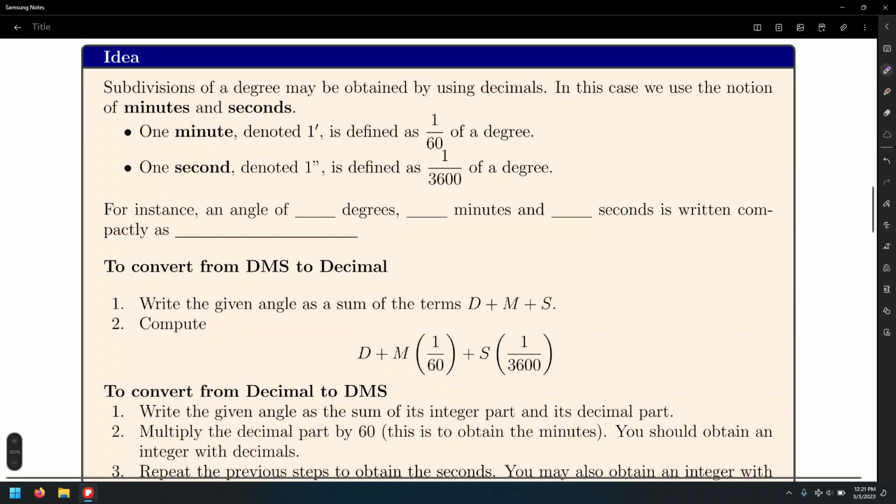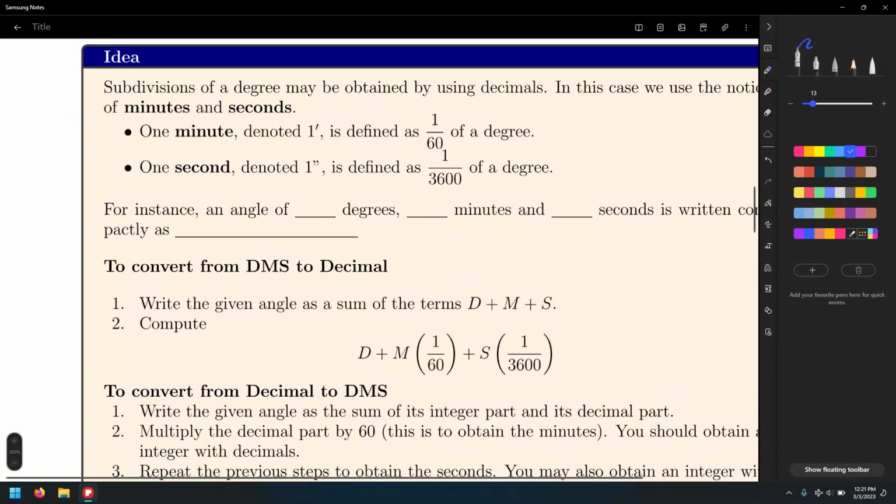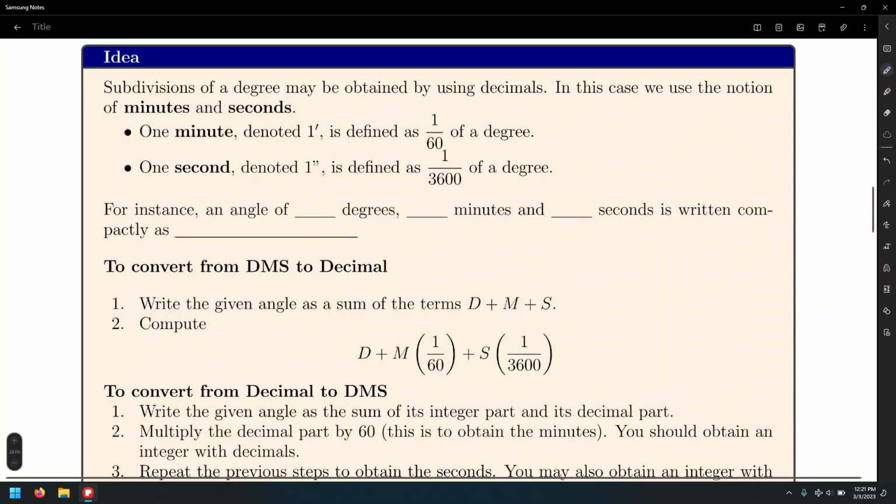Okay, so for example, just to give you an overview of how we represent an angle using all these numbers and all these symbols. An angle that is 15 degrees, 45 minutes, and 17 seconds is written compactly as 15 degrees. We use the degree symbol. 45, the minute symbol is one quotation mark, and 17 with double quotation marks. That's to denote the seconds.